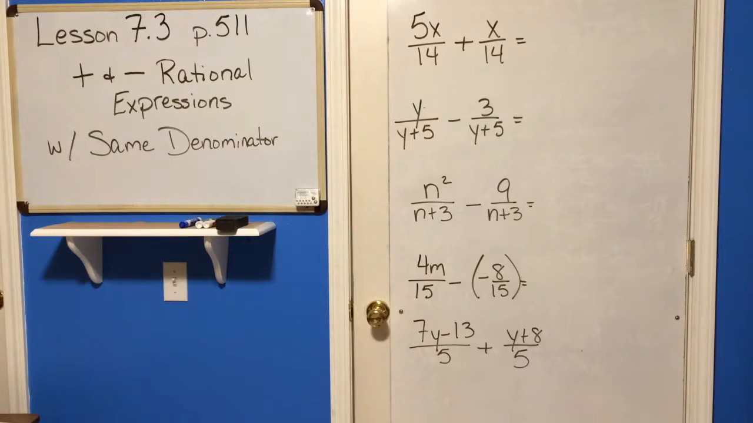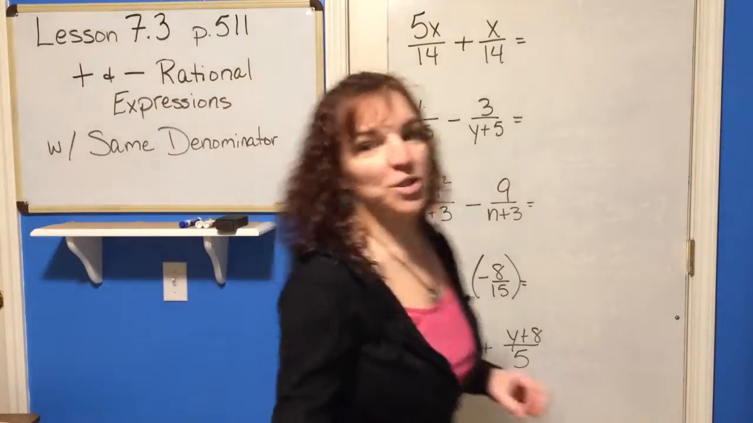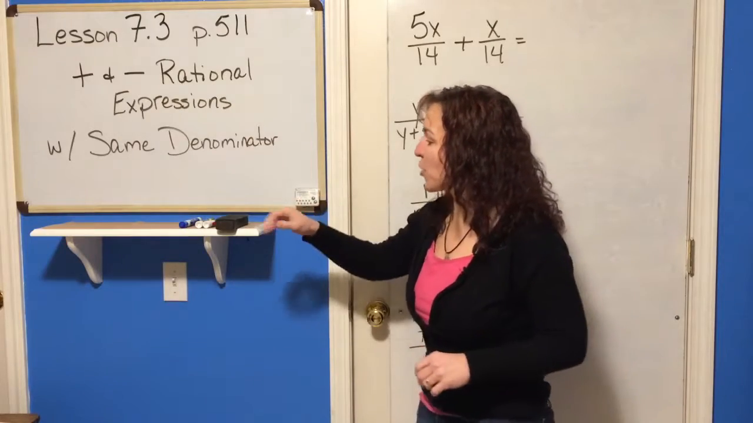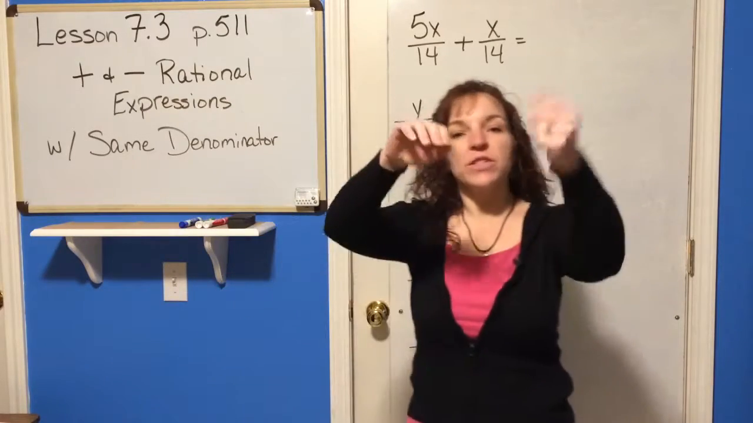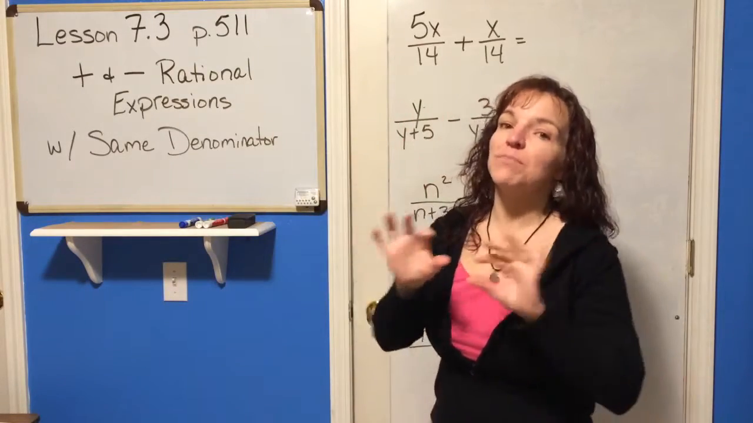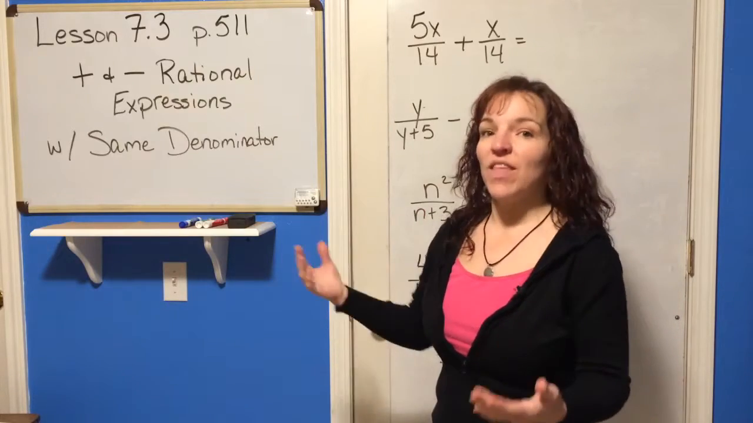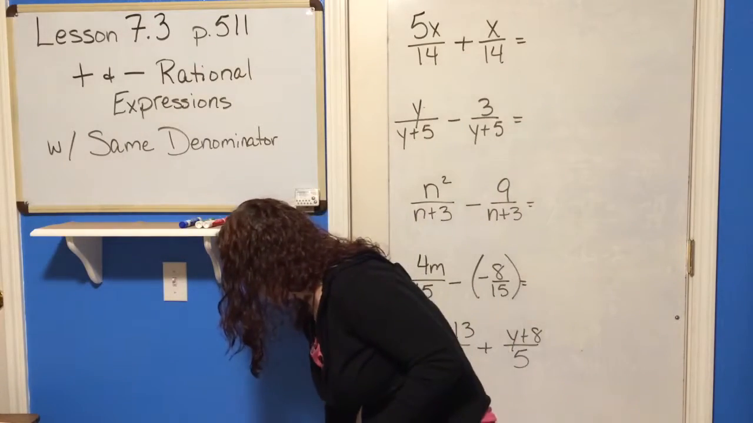Section 7.3 is adding and subtracting rational expressions that have the same denominator. So you know that the numerator is the top, denominator is the bottom. So if this bottom is the same, then we can add them. So let's jump right in.